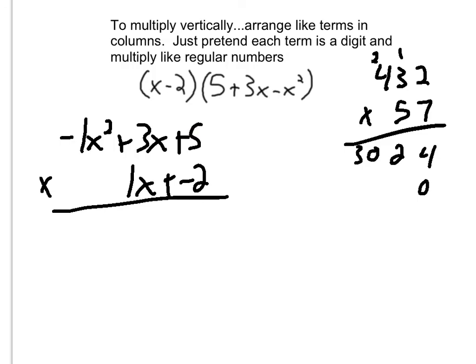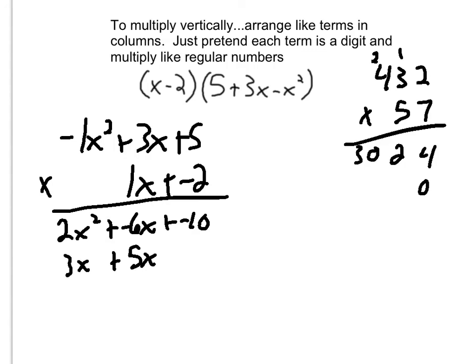So we're going to go 5 times negative 2. Well, that's negative 10. 3x times negative 2 is negative 6x. And negative 1x squared times negative 2 is positive 2x squared. We got 1x times 5, which is 5x. We got 3x times 1x, which is 3x squared. And we got negative 1x squared times 1x, which is negative 1x cubed.